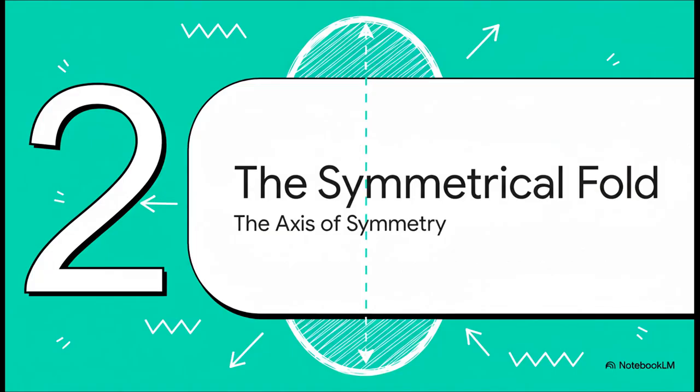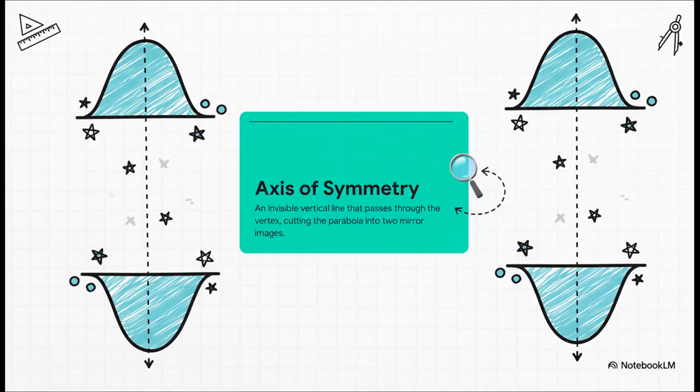Now, you can't really talk about the vertex without talking about its inseparable partner, the axis of symmetry. And understanding this relationship is absolutely key. So what is this thing? Well, the axis of symmetry is this invisible vertical line that acts like a perfect mirror. It slices right through the parabola, and the curve on the left side is a perfect reflection of the curve on the right. It's what makes parabolas so beautifully symmetrical.